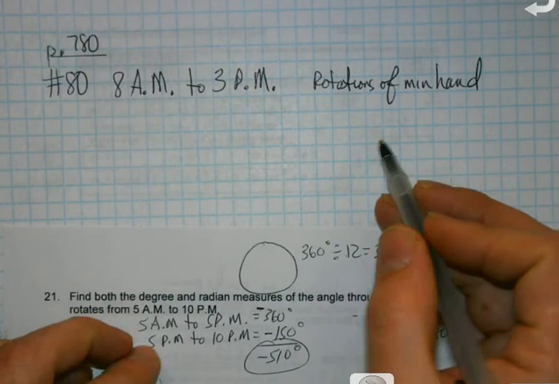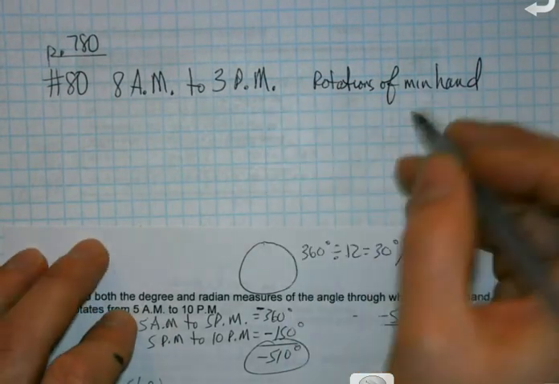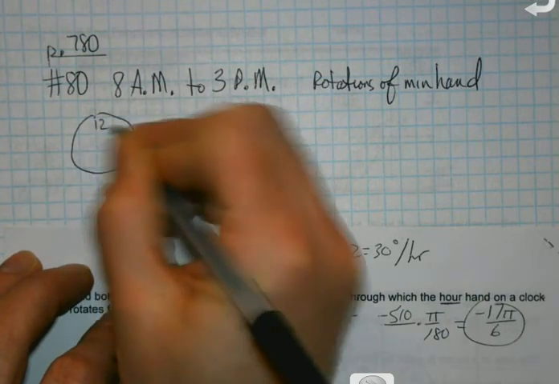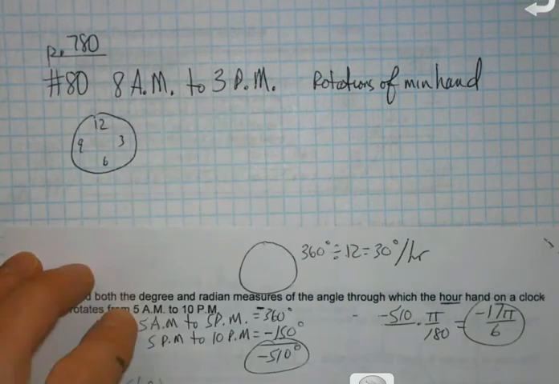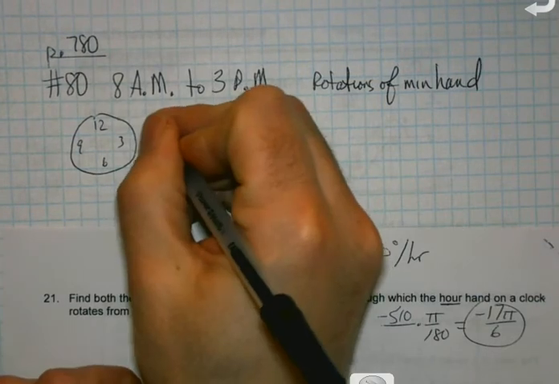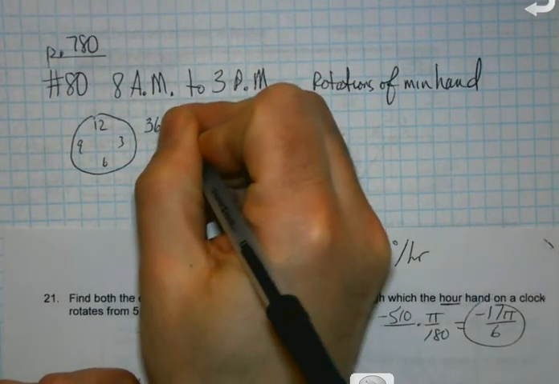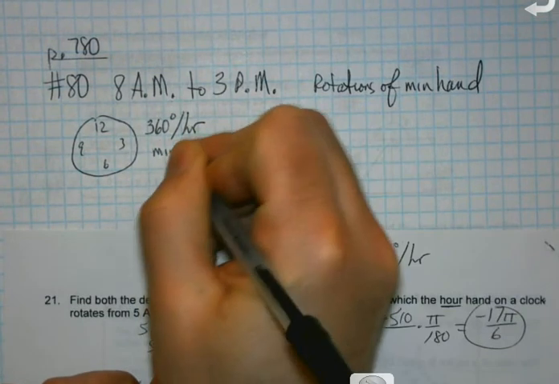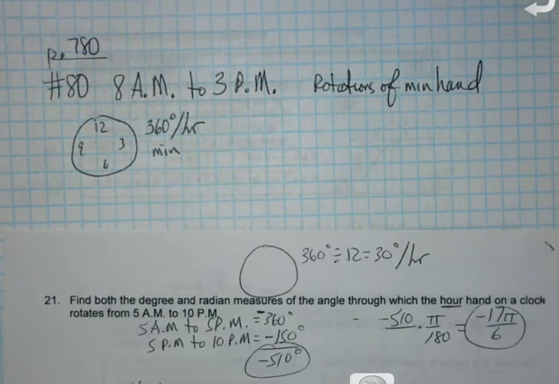So before I ever start drawing this picture, let's think about this for a second. If I have a clock, and now I'm looking at the minute hand every single hour, how much of a rotation is the minute hand doing over an hour's period? 360, okay? 60 every minute. So 360 degrees per hour when I'm doing the minute. So that's a little bit different.